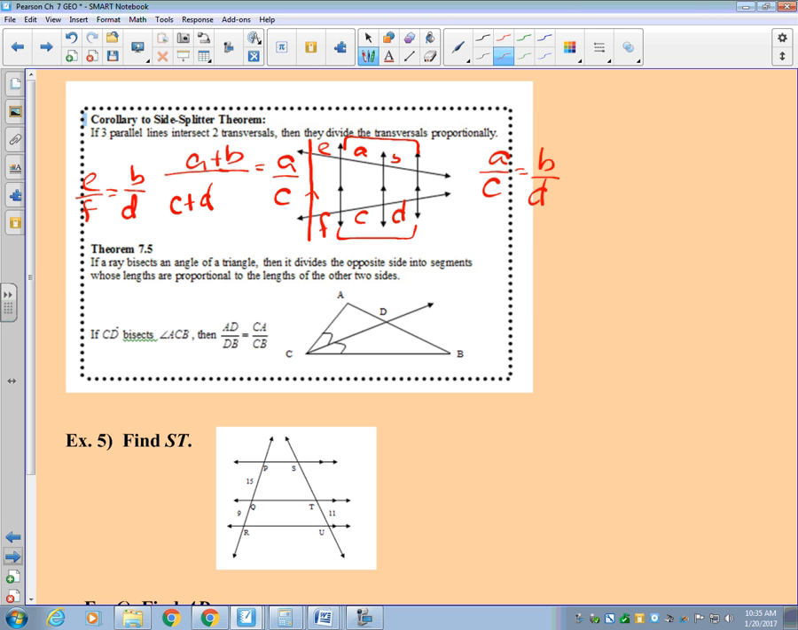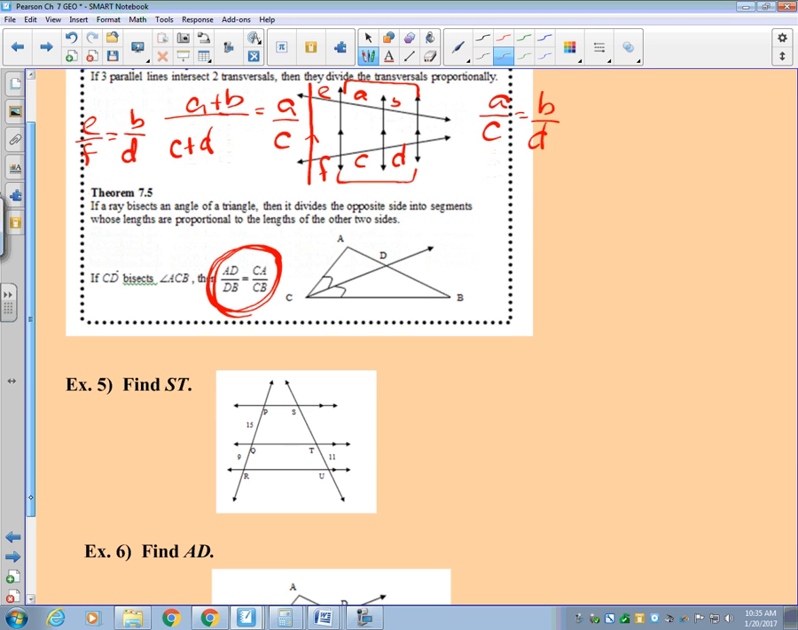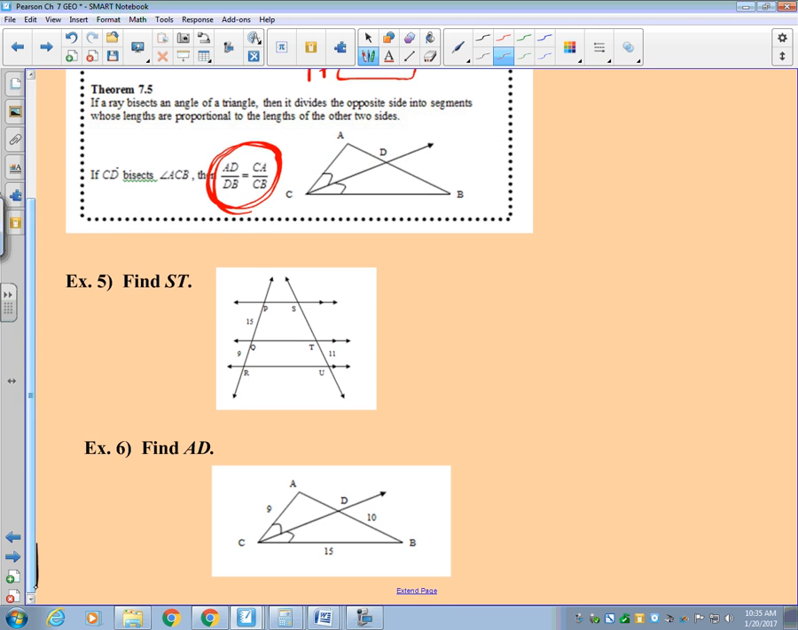For Theorem 7.5, if you have a ray that's bisecting an angle of a triangle, it divides the opposite sides into segments whose lengths are proportional. So I would like you to go ahead and circle the proportional statement so that when and if we need this, you can go back to it and you don't have to memorize it. All right, let's use those 2 properties to do examples 5 and 6.